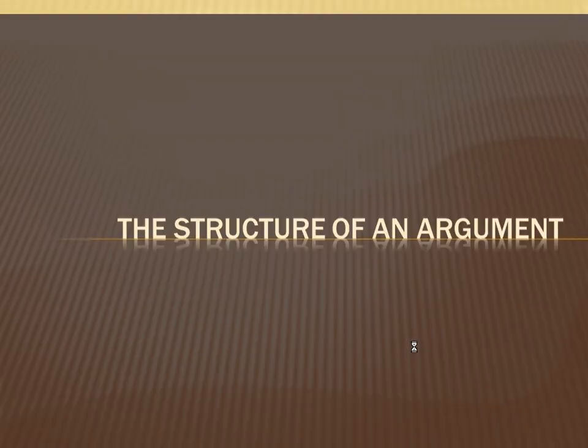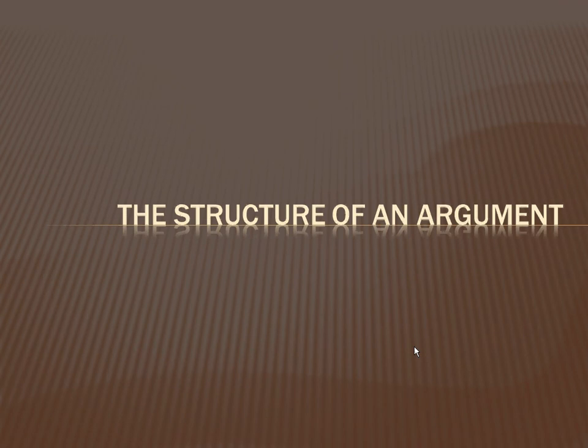So today we're going to look at the structure of an argument. There are three key parts to an argument, and we're going to look at a fourth piece that you can also consider when putting together an argument. So the first piece of an argument, when we're looking at the structure of an argument, is the claim.